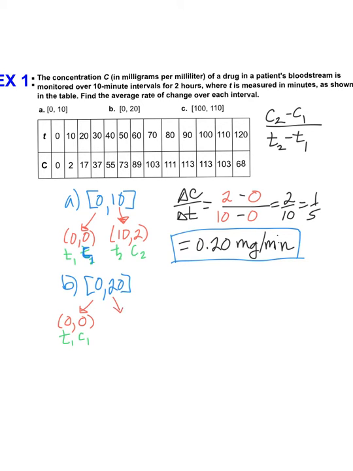My second ordered pair, starting with a T value of 20, which is my X value, according to the table here, the 17 goes with that T value. And so this is going to give us our T sub 2 and our C sub 2. And so we're going to put that in our formula. So change in C over change in T. And then we're just going to put our values in. So our C sub 2, oh, I put H.